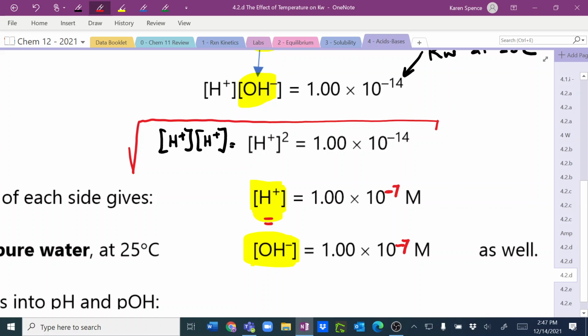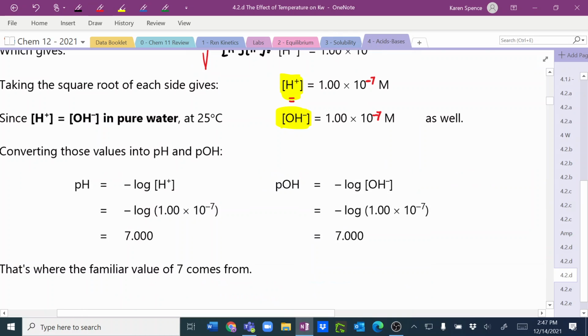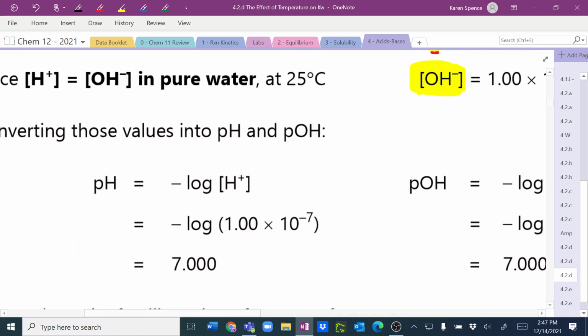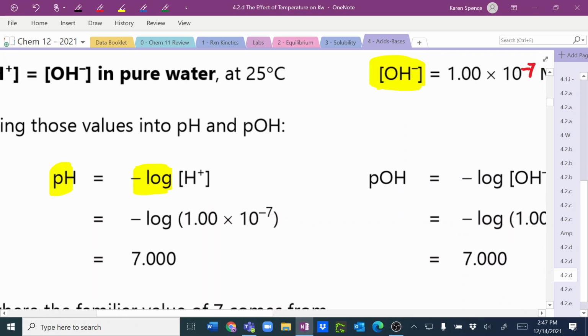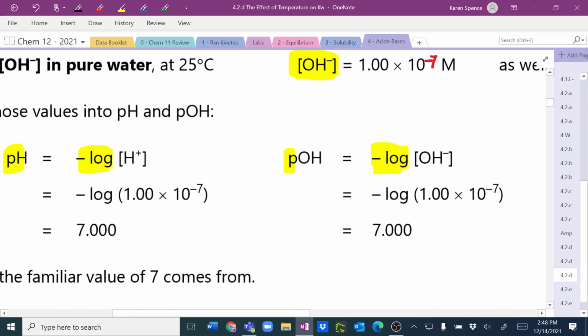We were trying to find pH and pOH. So we're just going to use our pH formula and our pOH formula. So we are going to take the negative of the log. Okay, so let's do that. Here's our pH. We're taking the negative log. Here's our pOH. We're taking our negative log of OH. Those two values are the same.